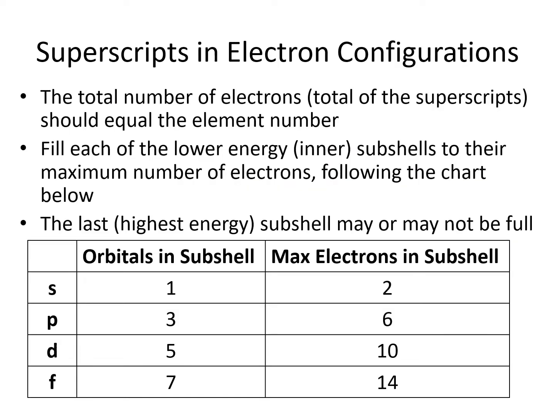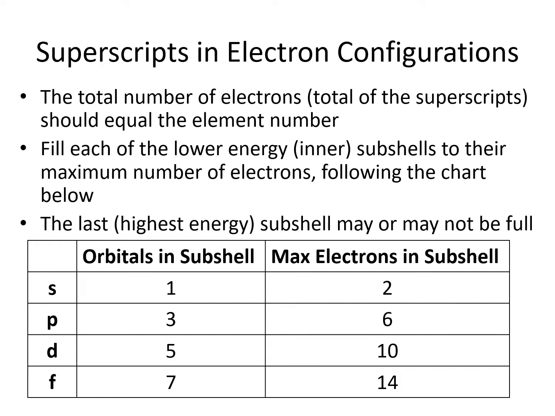After writing out the orbitals in order of increasing energy, you will need to fill in some superscripts. The total of the superscripts should add up to the total electrons in the atom, which for a neutral atom will be the same as its element number. You will start with the lowest energy orbitals and fill them to their maximum capacity until the total reaches the total number of electrons in the atom.